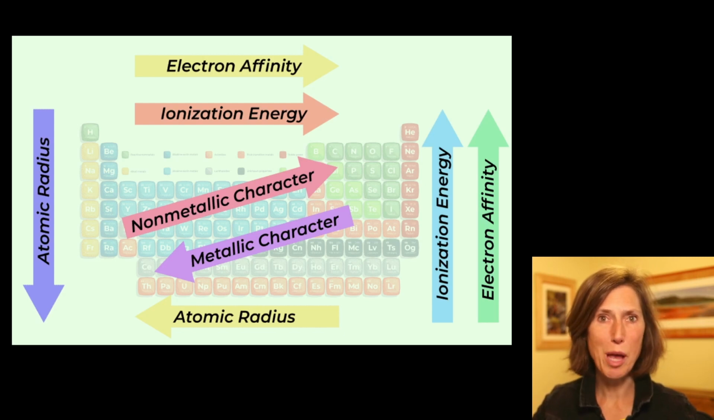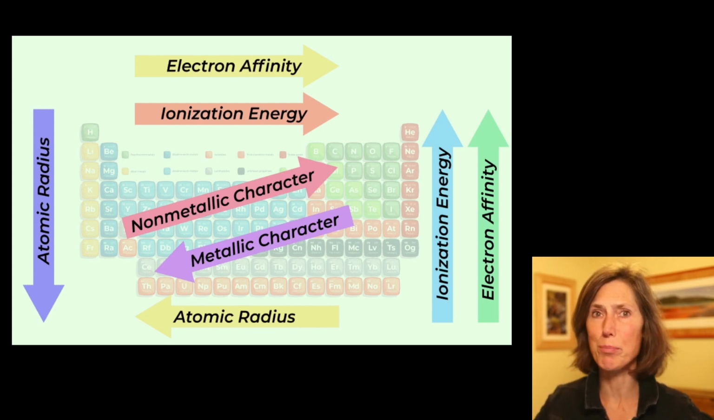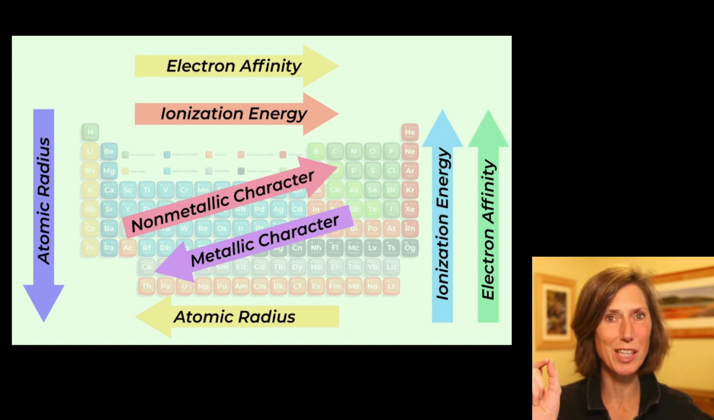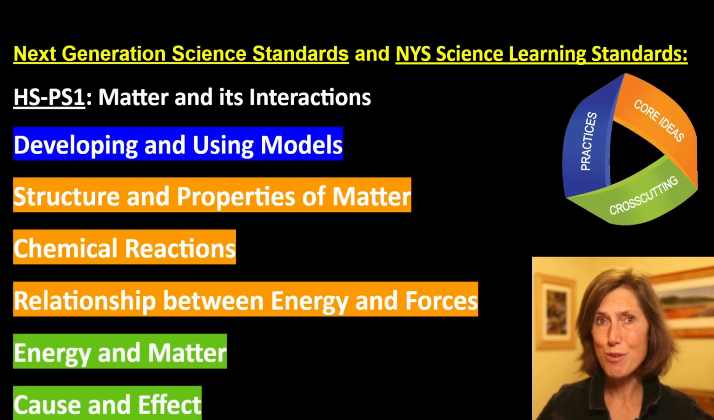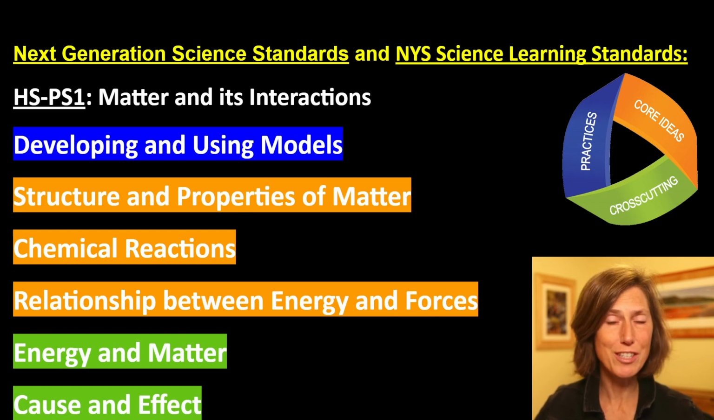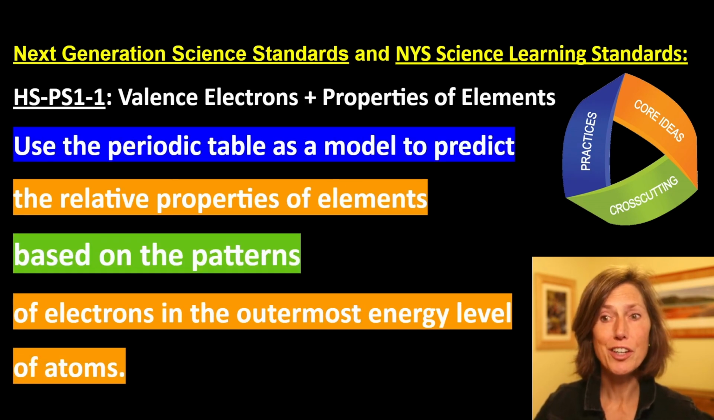You're a high school chemistry teacher, and you are ready to teach your students all about periodic trends. But you're wondering how best to keep your students engaged through all these different vocabulary terms. You also want to make sure that you follow the Next Generation Science Standards when it comes to matter. In particular, HS-PS1-1, valence electrons and properties of elements.